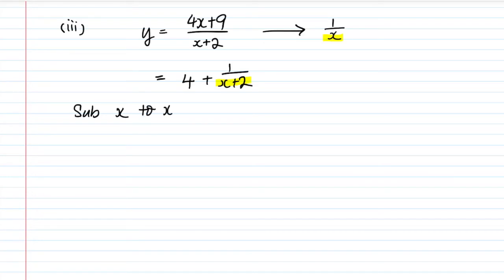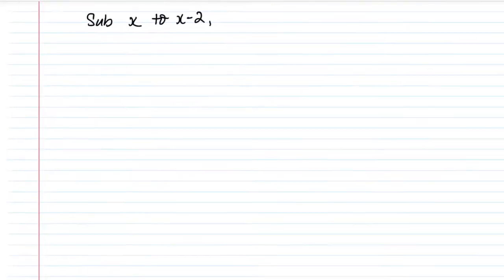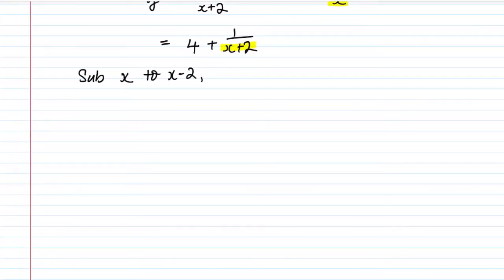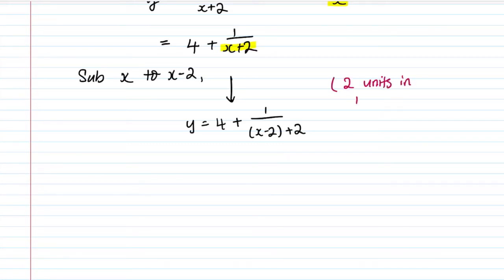Sub x to x minus 2, because the reason for x minus 2 is so that we can get rid of the 2. Right, so x minus 2 plus 2 will get you just x. So this would get you y equals 4 plus 1 over x minus 2 plus 2. So that is really your first transformation. This means x minus 2 basically means a translation in the positive x direction by 2 units.